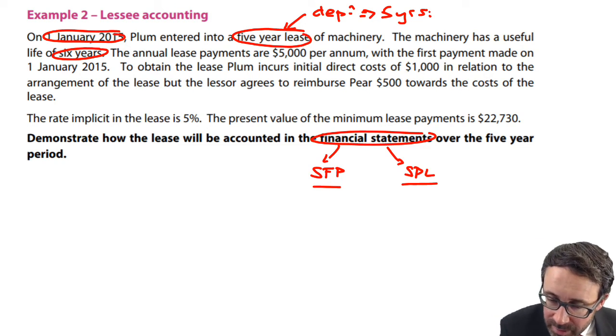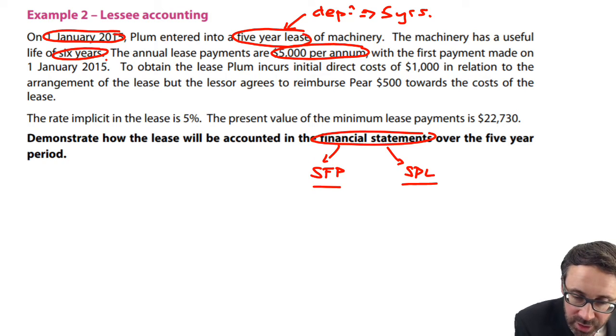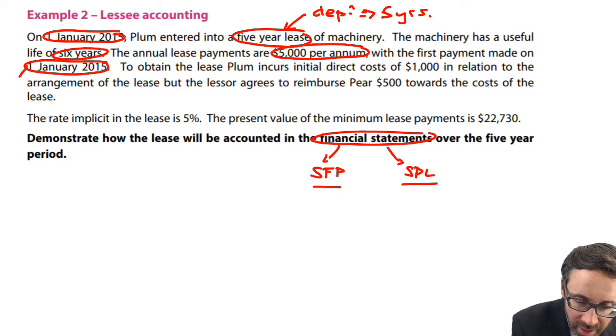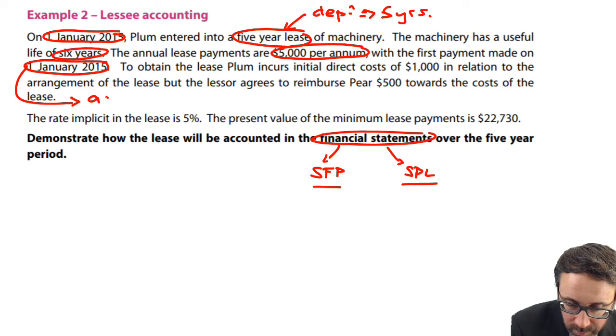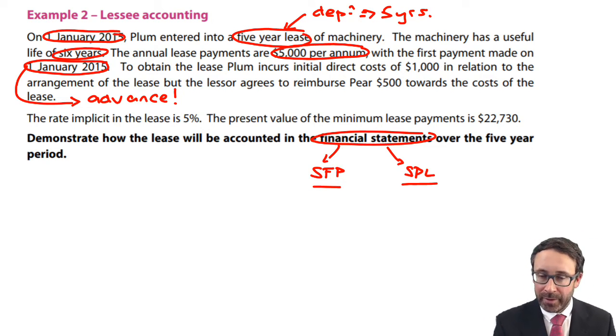The annual lease payments are $5,000 per annum, with the first payment made on the 1st of January 2015. So that payment there is at the start of the lease period, so is therefore in advance.